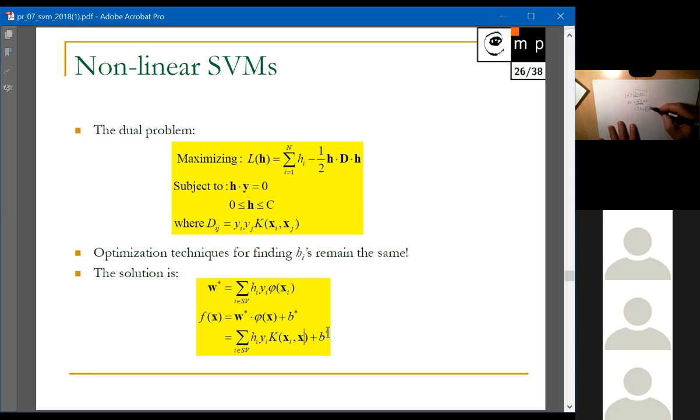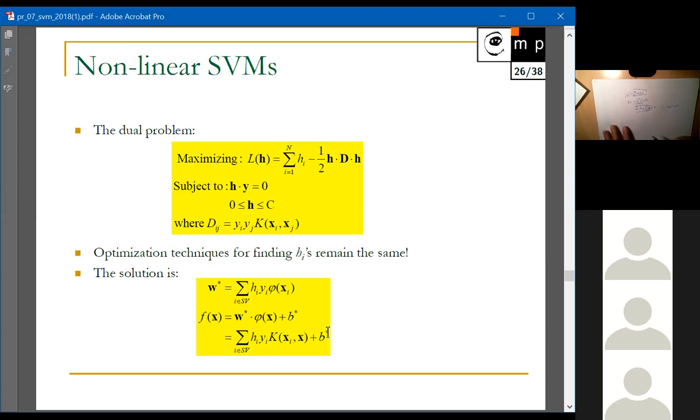So this would involve, if we had S support vectors, S dot products. You can do it either way, this is associative, so we can do this first and then the dot product with x, which is much faster, or do the dot products first. Nobody would do it the second way.